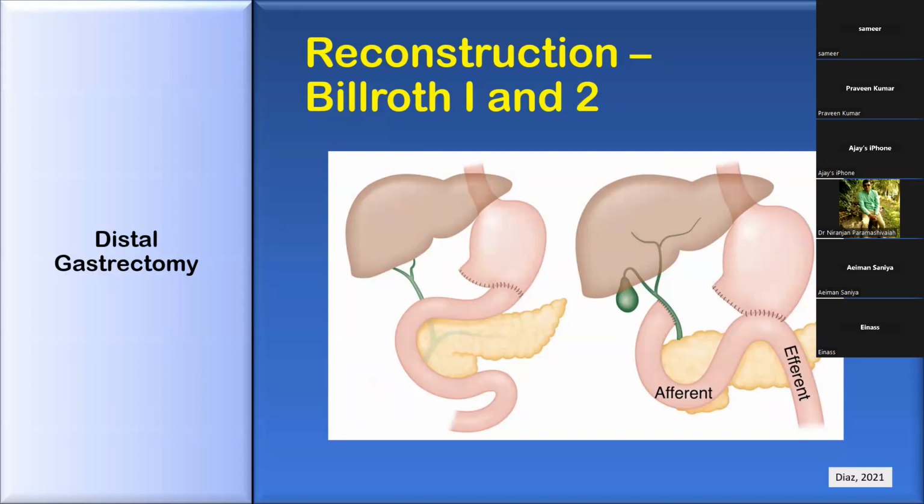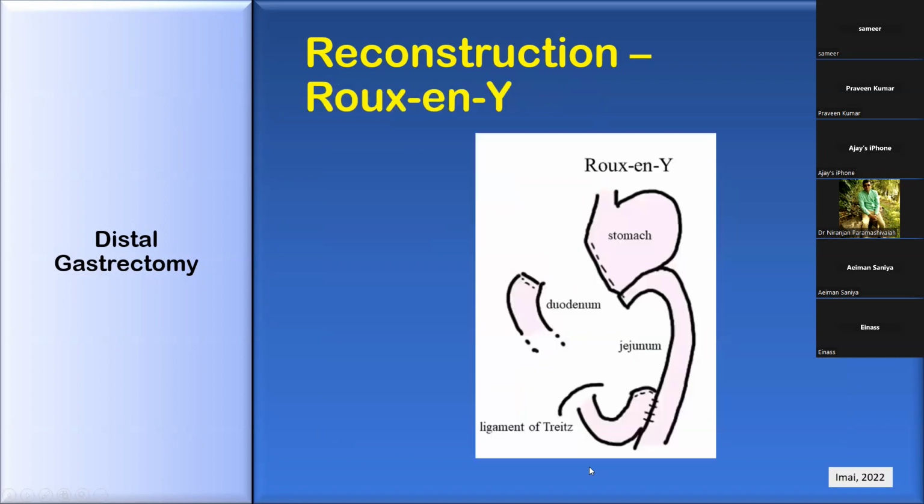Go on. The afferent loop here, is it joined to the CBD? Yeah, that's different. It's not joined to the CBD. It is a closure of the duodenal stump. Okay, sir. Closure of the duodenal stump. It looks like that there. Yes, sir. Okay, right.